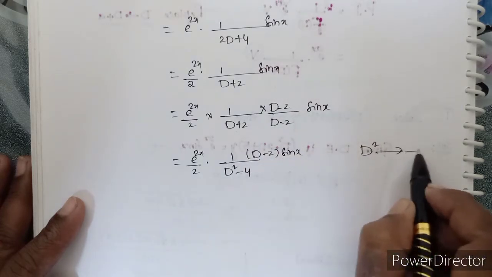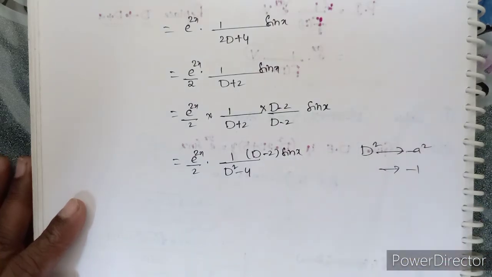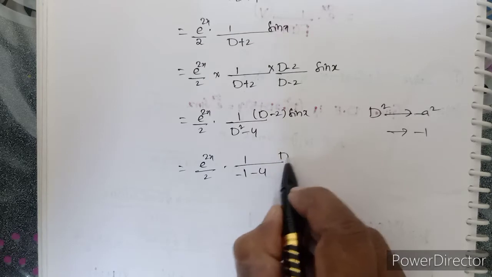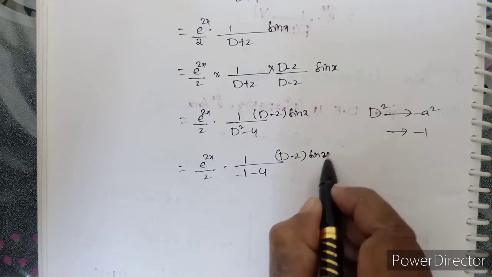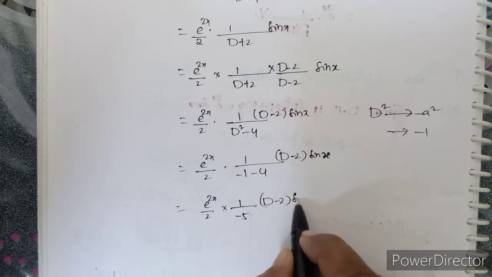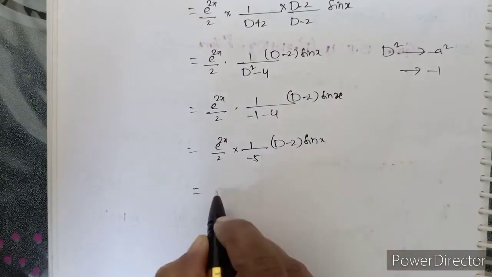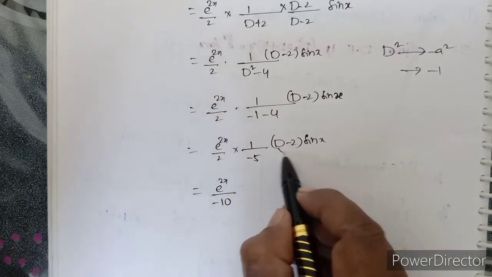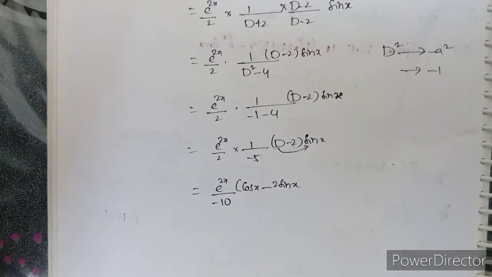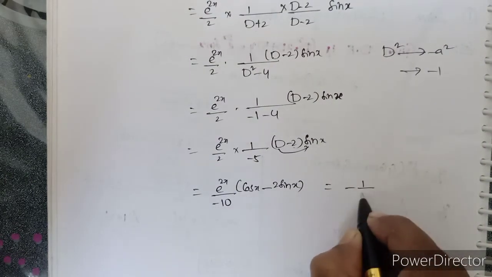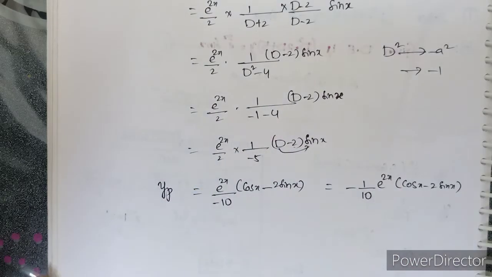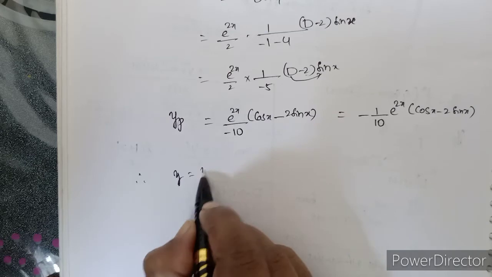Again we replace D squared by minus a squared. Here a is 1, so replace D squared by minus 1. E^(2x) by 2 into 1 by minus 1 minus 4 into (D minus 2) sin x, which is e^(2x) by 2 into 1 by minus 5 into (D minus 2) sin x, that is e^(2x) by minus 10. The derivative of sin x is cos x, so minus 2 into sin x. This is equal to minus 1 by 10 into e^(2x) into (cos x minus 2 sin x). This is the particular integral. Therefore, the complete solution y is equal to yc plus yp.